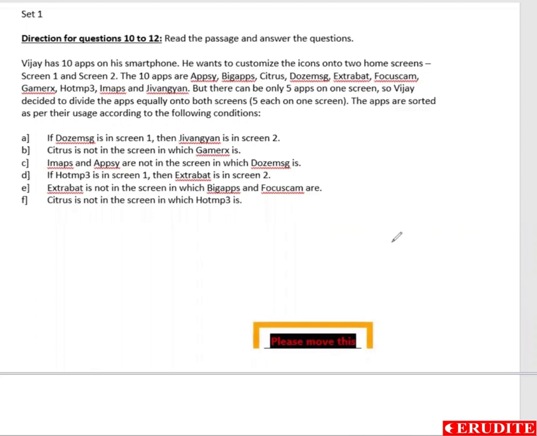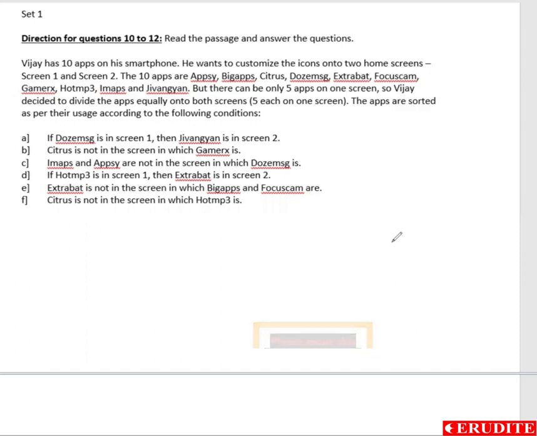The 10 apps are A, B, C, D, E, F, G, H, I, J. But there can be only 5 apps in one screen. So Vijay decided to divide the apps equally on both the screens. Apps are sorted as per their usage according to the following conditions.